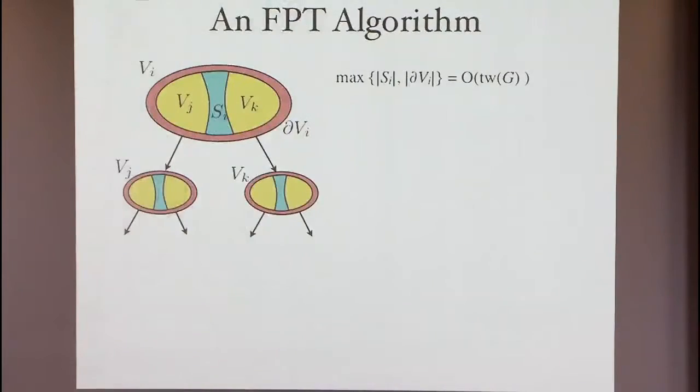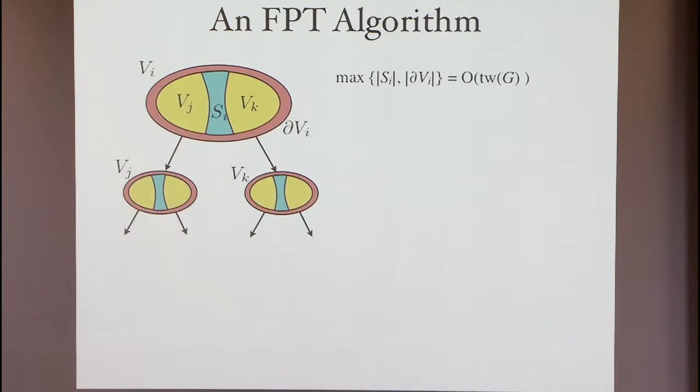So yeah, it's very simple. And next we move on to this fixed parameter tractable algorithm for Holland on graphs with bounded treewidth. Remember that we have this decomposition of graphs that recursively separate the vertex set into smaller disconnected vertex sets Vj and Vk, disconnected by this vertex separator Si. And the size of the separator and also the vertex boundary is upper bounded by treewidth.